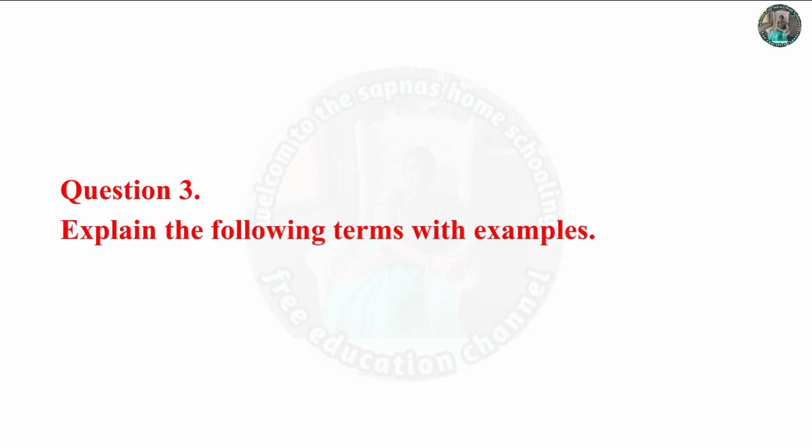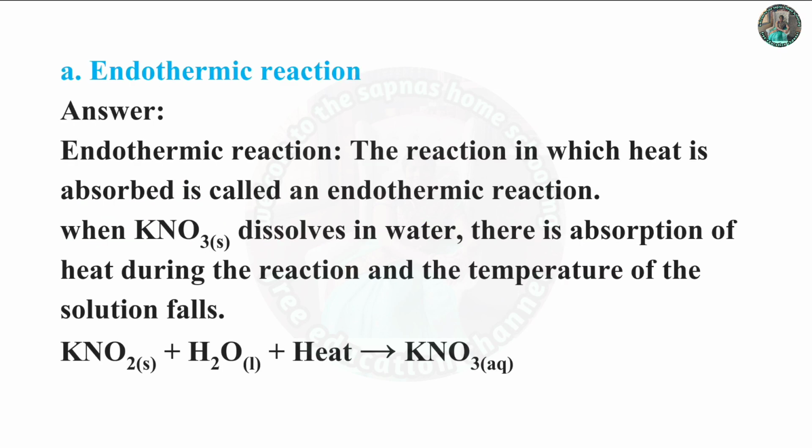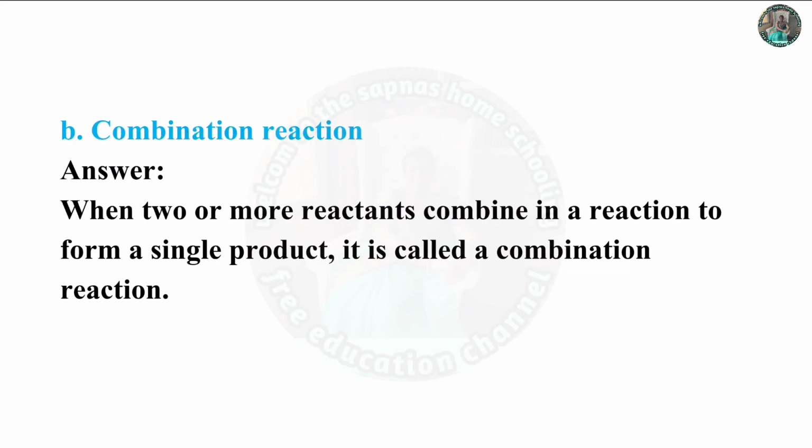Question 3. Explain the following terms with examples. A. Endothermic reaction. Answer. The reaction in which heat is absorbed is called an endothermic reaction. When KNO3 dissolves in water, there is absorption of heat during the reaction and the temperature of the solution falls. So KNO3 solid plus H2O water plus heat is equal to KNO3 aqueous.